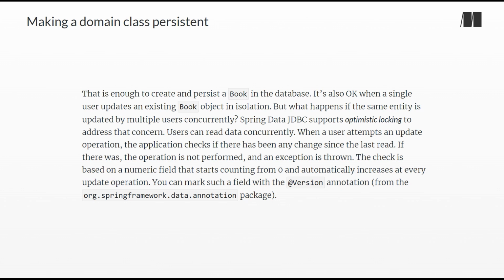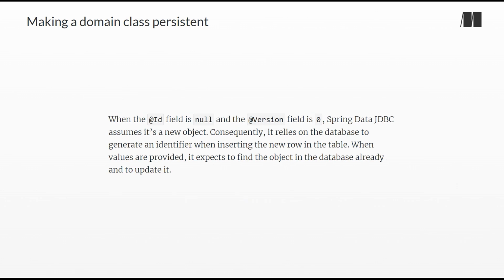You can mark such a field with the version annotation from the org.springframework.data.annotation package. When the ID field is null and the version field is 0, Spring Data JDBC assumes it's a new object. Consequently, it relies on the database to generate an identifier when inserting the new row in the table. When values are provided, it expects to find the object in the database already and to update it.